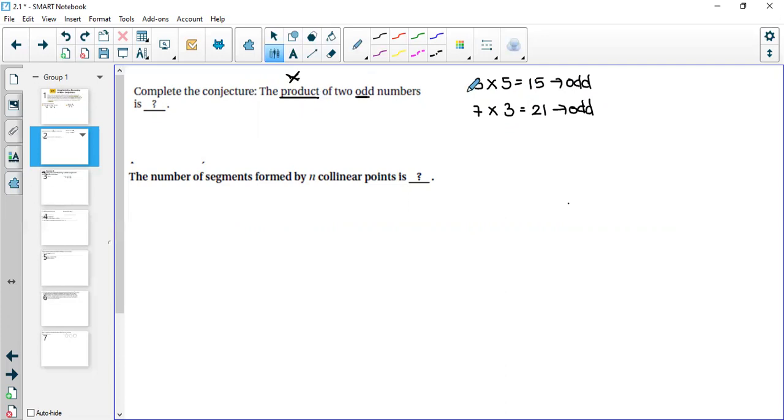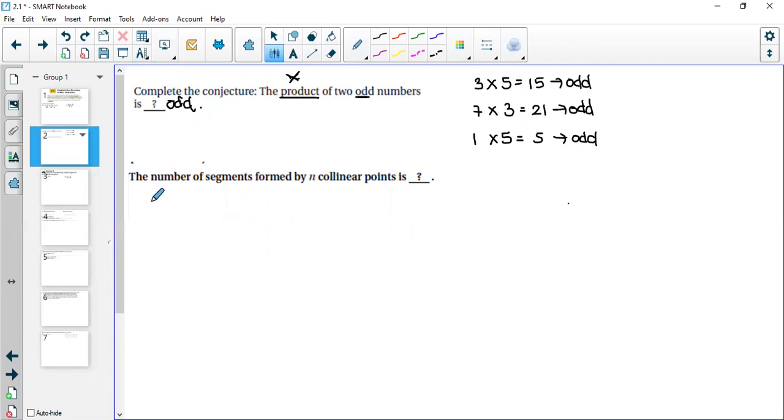Wait, don't write the answer. Check one more time. So this time take 1 and 5 or 7. It's totally up to you. We have many odd numbers. I'm just picking these because they're easy. So 1 five is 5, which means this is also odd. So the product of two odd numbers is odd. This is how we complete the conjecture. And why did we say that they are odd? Because it's following a pattern. If two odd numbers are multiplied, the answer is always going to be an odd number. So this is how you complete the conjecture.